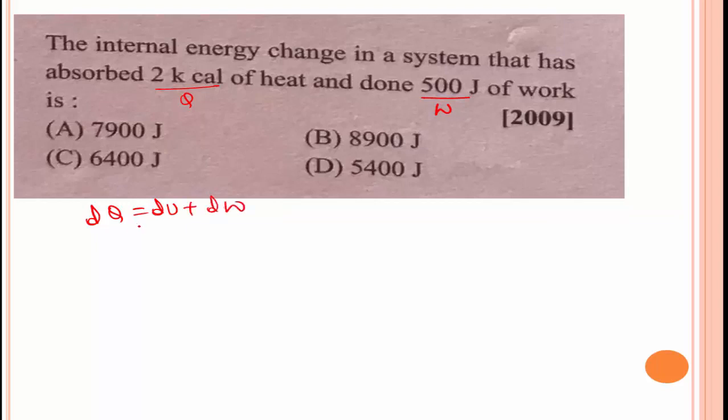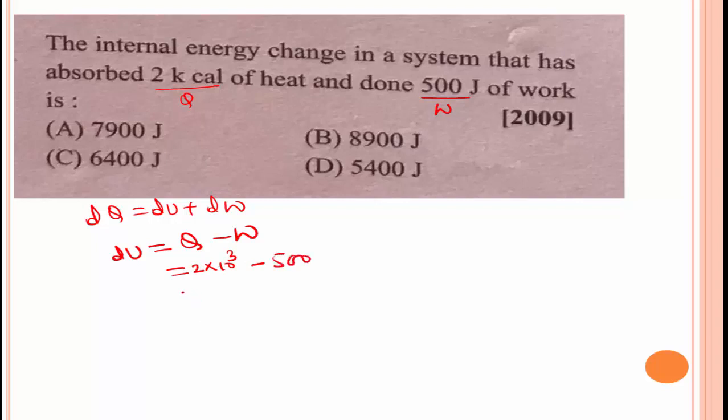From this, the internal energy change in the system, dU, is equal to heat minus work done. In this given problem, the amount of heat is 2 kilocalorie and the work done is 500 joule. Then Q is equal to 2 kilocalorie, 2 into 10 to the power of 3, minus work done, 500.